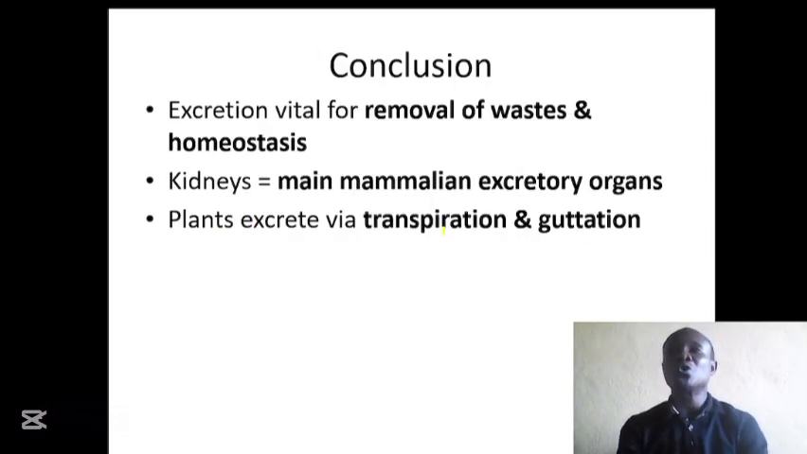In conclusion of what we have discussed, excretion is vital for removal of waste and homeostasis. The kidney is the main excretory organ of mammals, and plants excrete their waste through two processes, through transpiration and guttation.